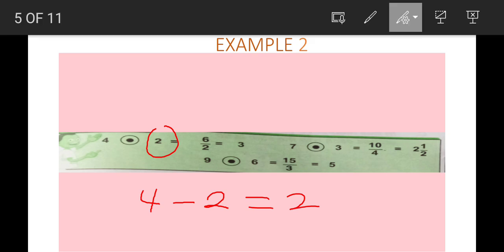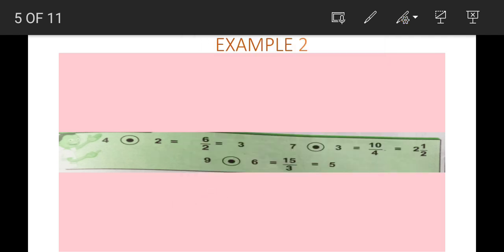Okay, let's continue. Assuming the 6 at the numerator was not given, how can we get this very 6? To get the 6, what you do is 4 plus 2. 4 plus 2 is what? 6.